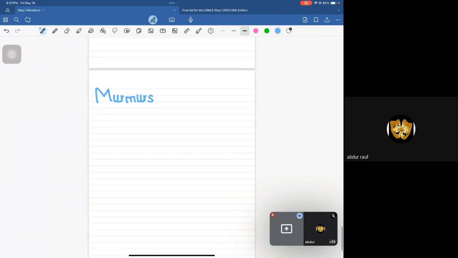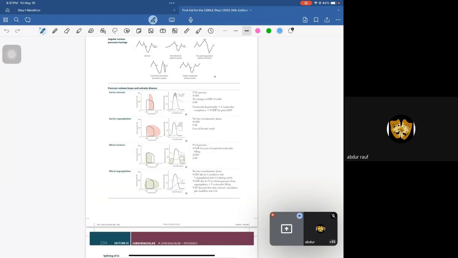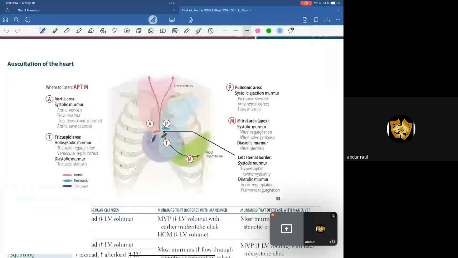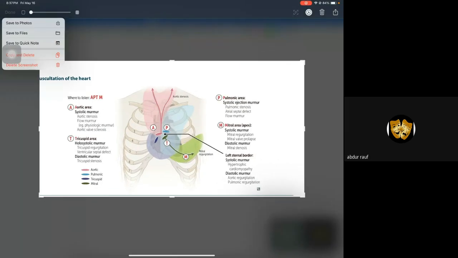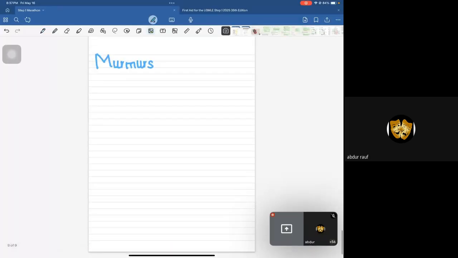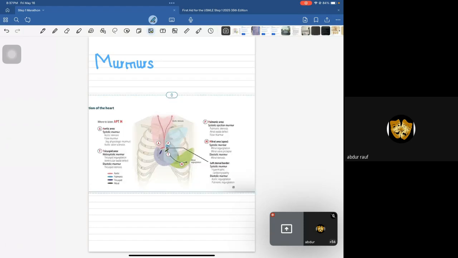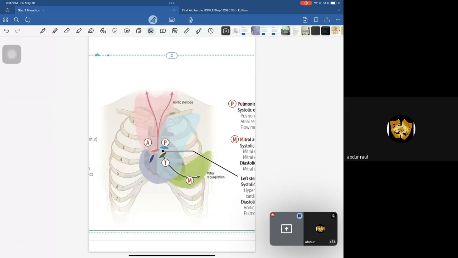So let's go here. Right. So remember, they are not going to give you A, P, T, M there, right? They're going to give you aortic area. So they are going to say right upper sternal border in the second intercostal space. So this area is known as the right upper sternal border in the second intercostal space.